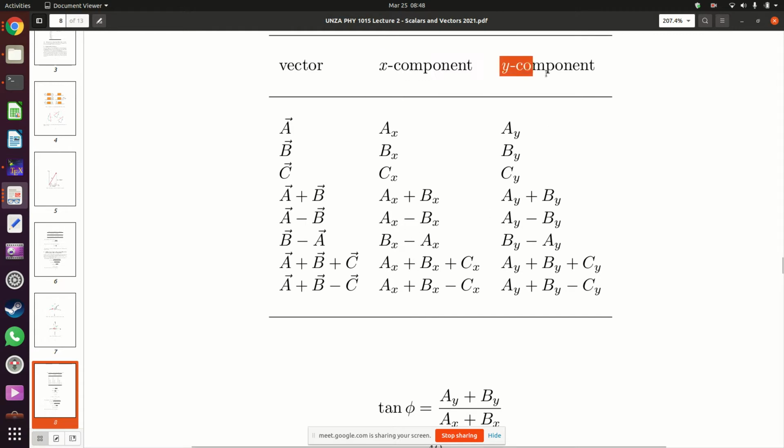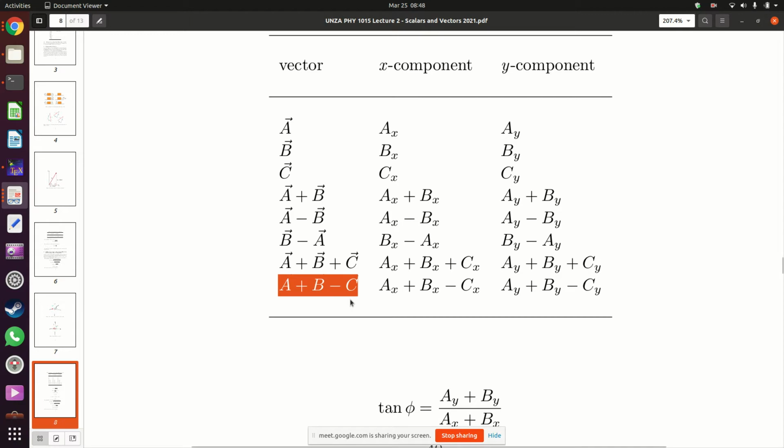Along the y component column, the only things you're adding or subtracting are the y components. Then you move on to vector a plus b minus c. You can also do something like this, a plus b minus c. That's the result. This is some kind of vector.